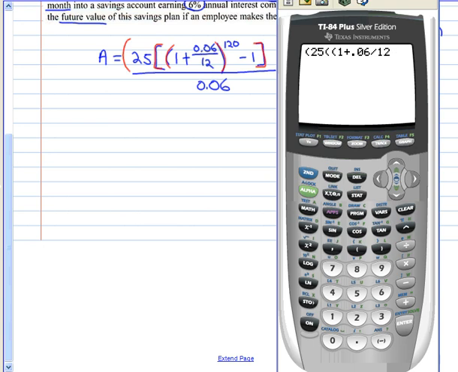Close parentheses. Here's where our exponent of 120. Need to raise it to the 120th power. Minus 1. Calculator knows the exponent is only the 120. Then I need to close parentheses around that numerator. That's my last set of parentheses on top. Divided by our 0.06.